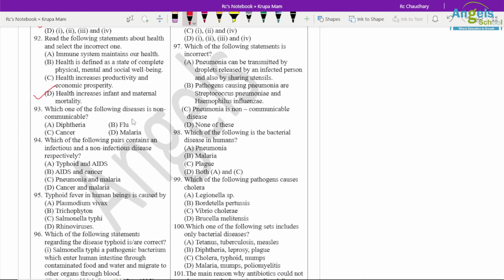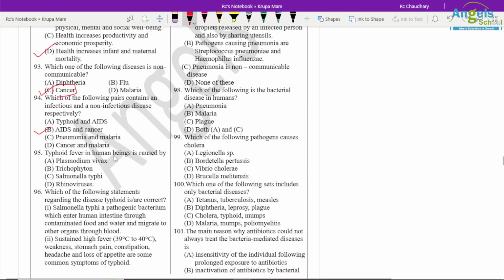Which of the following diseases is a non-communicable disease? So only cancer is a non-communicable disease in the given options. Which of the following pairs contains an infectious and a non-infectious disease? So again, AIDS is an infectious disease and cancer is a non-infectious disease. Option B is correct.